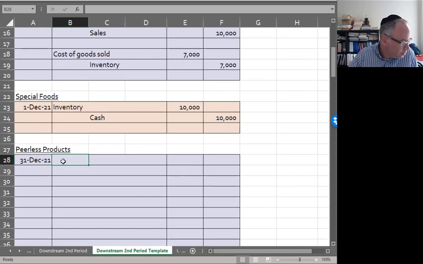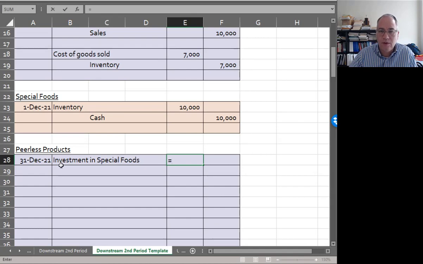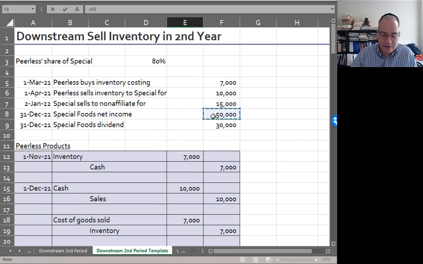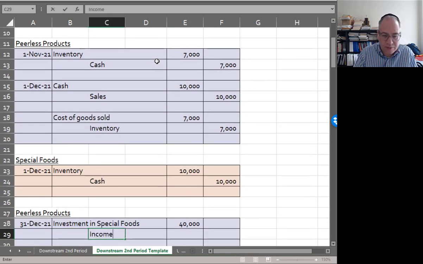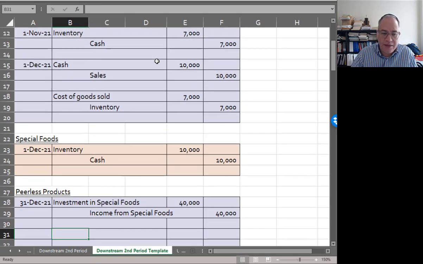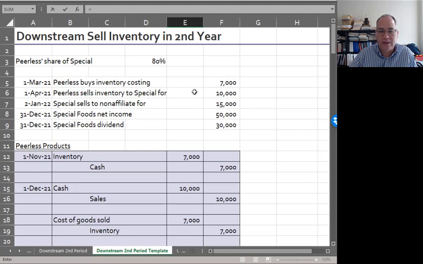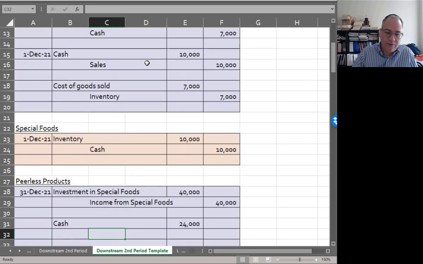So now year end comes, and Peerless records its share of income in Special, so debit investment in Special Foods for $50,000 times 80%, or $40,000, and credit income from Special Foods for $40,000. And then Peerless also receives a dividend of, remember when we first did this, it seemed so difficult, $30,000 times 80%, or $24,000, and credit investment in Special Foods for $24,000.